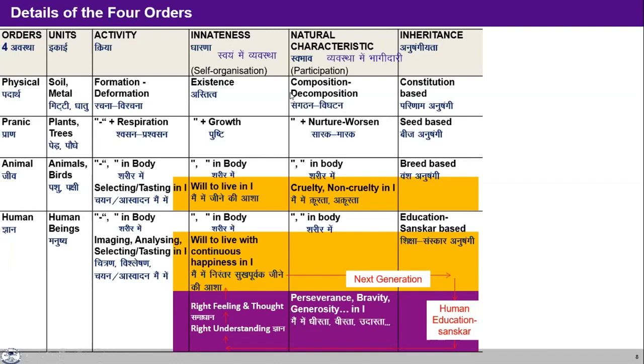And of course, the composition and decomposition is involved here. Now, if you look at the body of an animal, it is the same way. The four examples that we took, that possibility is there in the body of an animal also. That is a possibility in the body of a human being also.